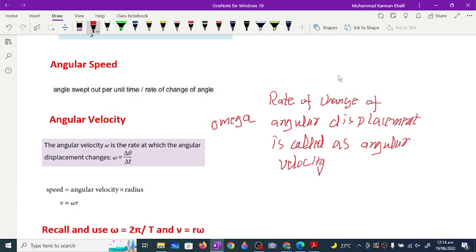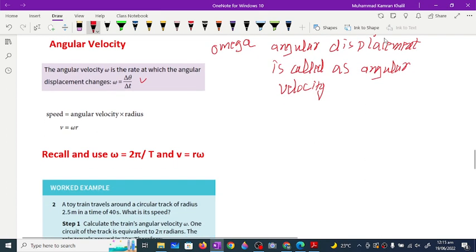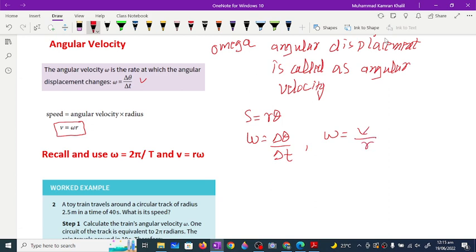So angular velocity is represented by the symbol omega. Omega is equal to delta theta over delta t. Now the next thing is the relationship between the speed, angular velocity and radius, which is v is equal to omega r. So the first formula was s is equal to r theta. The second formula is omega equal to delta theta over delta t. The third formula is omega equal to v over r.